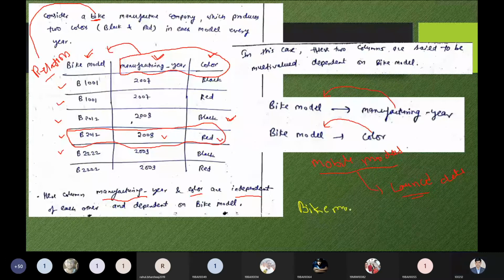Bike model determines two important parts: one is manufacturing year and the other is color. So you can transform these two dependencies into a single dependency, there is no issue. It is also equivalent to writing it our way: the bike model determines the manufacturing year, and the bike model determines the color as well. Yes, this is an example of the multi-valued dependency.